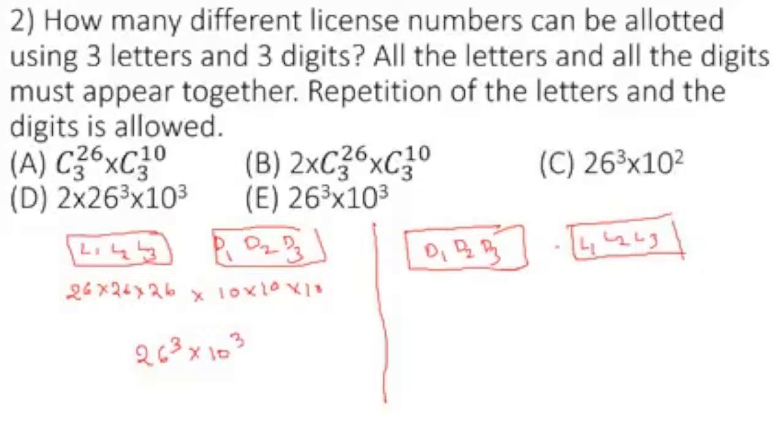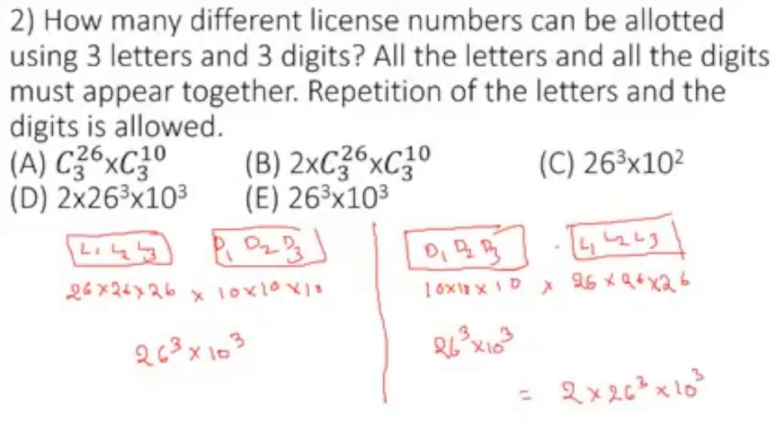Similarly, what is the other way here? Digits can happen, 0 to 9, again 10 times 10 times 10 here. Why is it 10 times 10 times 10? Because repetition is allowed. So for the letters, again 26 alphabets, 26, 26, 26. So the answer will be 26 cube into 10 cube here. So the final answer will be 2 into 26 cube into 10 cube. So the answer is D here.